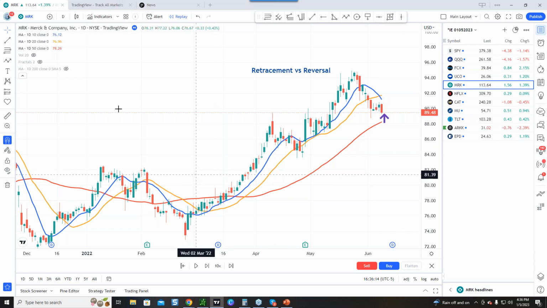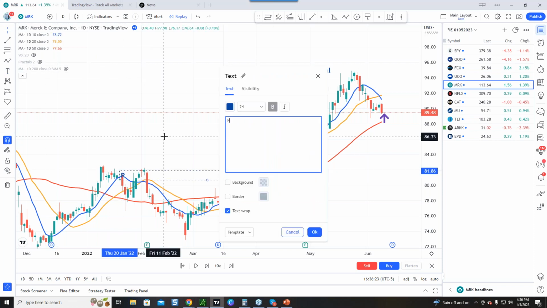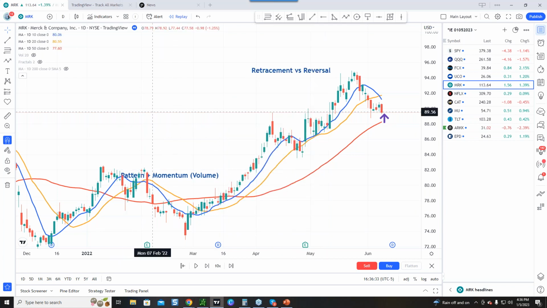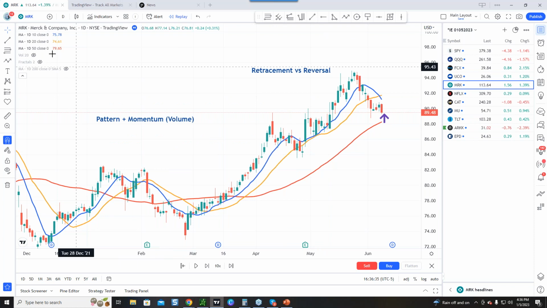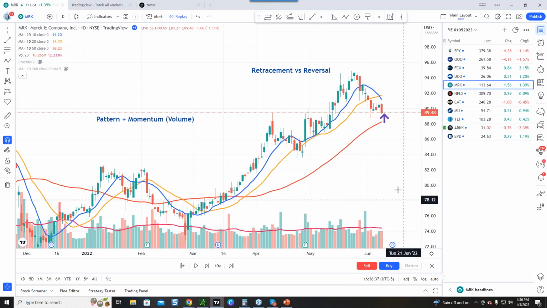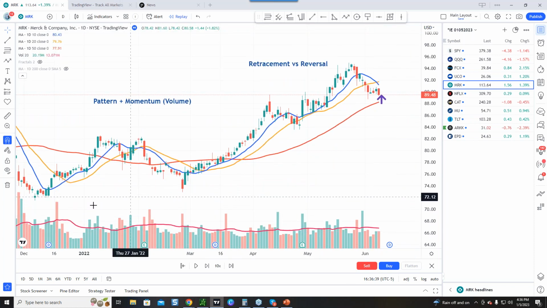Now, the second thing I'm going to introduce, I think of this in 2 steps. Number 1, we're going to combine pattern. You're going to hear me use that a lot, so let me just get this out there. Pattern plus momentum, AKA volume. What's above the line here, and I'm going to put the line on, is a volume indicator. Down below here is a column chart.